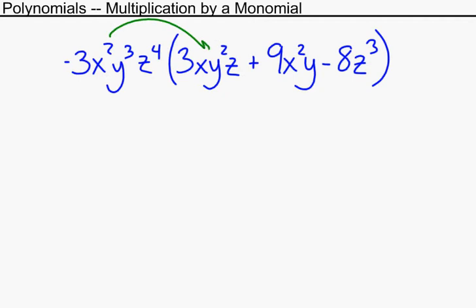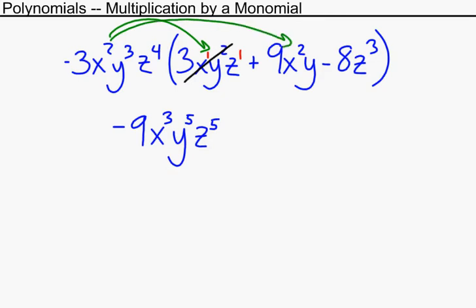So if I send it to the first piece, multiply 3 times negative 3, that gives me negative 9. There was already 1 x there, and I'm adding 2 more in, so that's x to the third. There were 2 y's, I'm adding 3 in, so that's y to the fifth. And there was 1 z, and I'm adding 4 more in, so that's z to the fifth. And in this case, I kind of imagine that I'm done with that piece. So now let's take him to the second part, right there.